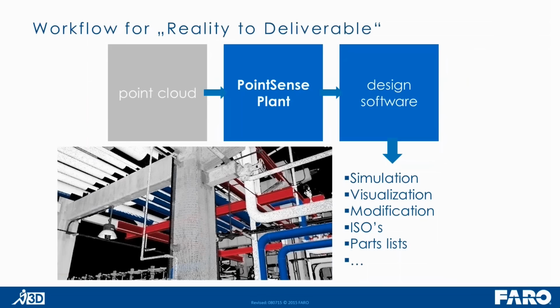So the generic workflow for going from actual reality to your desired deliverables is essentially starting from a point cloud, gathering the data, using our software as sort of the middleman, and then getting those results into your design software to create your actual outputs. So that's your isometrics, your bill of materials, your orthographics, that kind of stuff. Obviously clash detection, things like that.